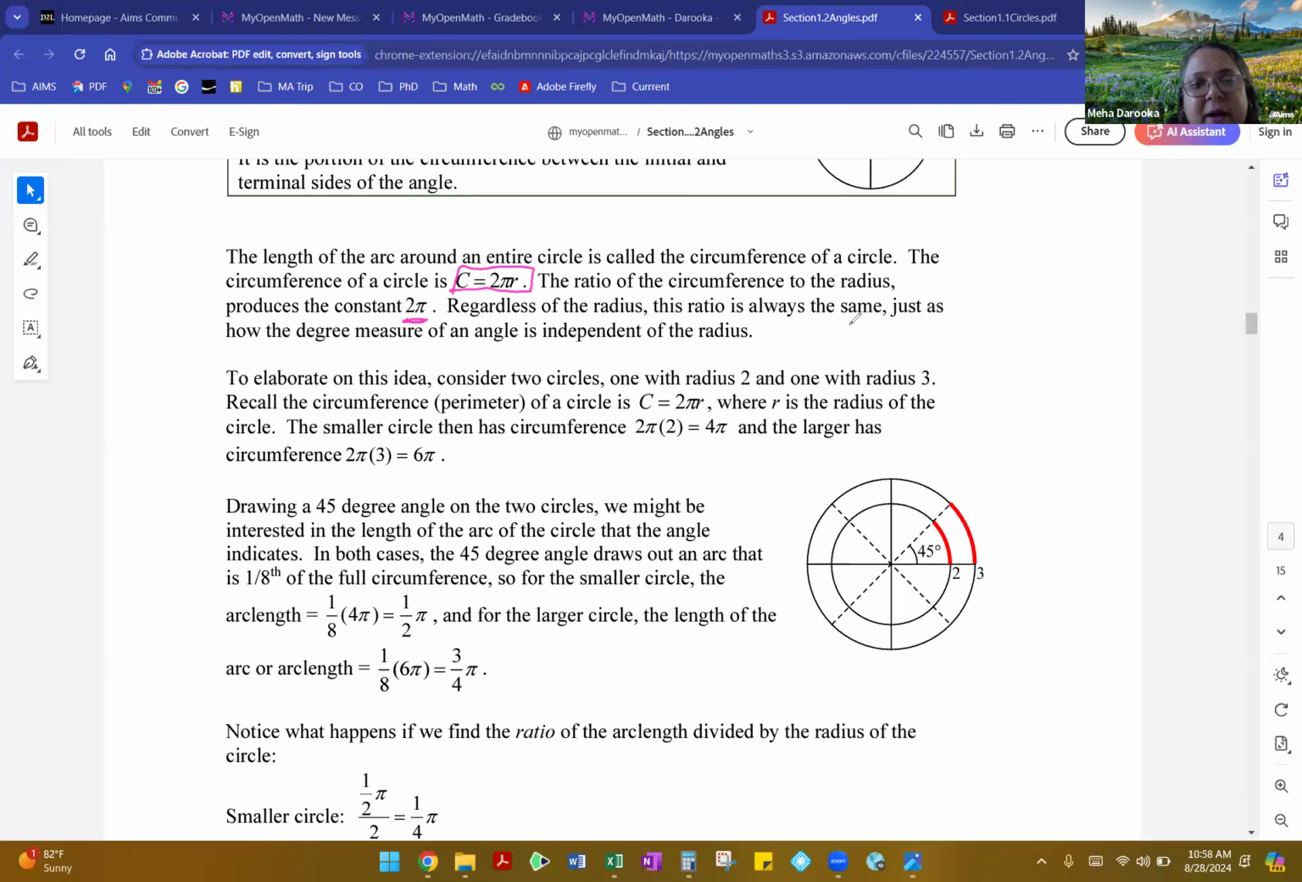Now, the concept here that comes into play is, you can see we have two circles over here. One of them has a radius 2, the other one has a radius 3. So once we put that into our little formula here, a radius 2 circle will end up having a circumference of 4 pi. A radius 3 circle will end up having a circumference of 6 pi. Now, they're talking about drawing a 45-degree angle on both of those circles, and you can see that again in the image right over here.